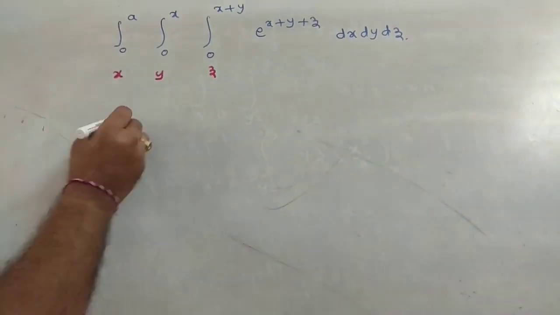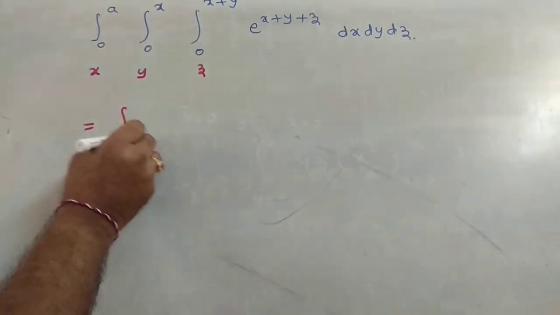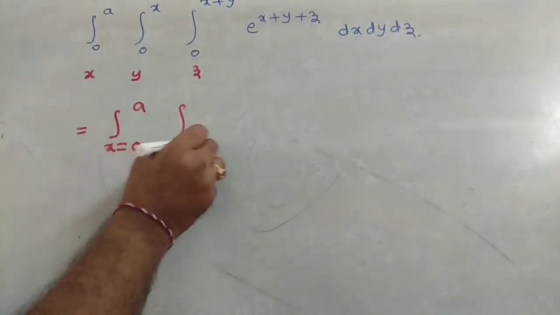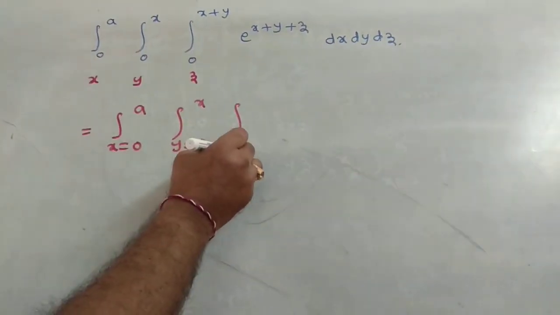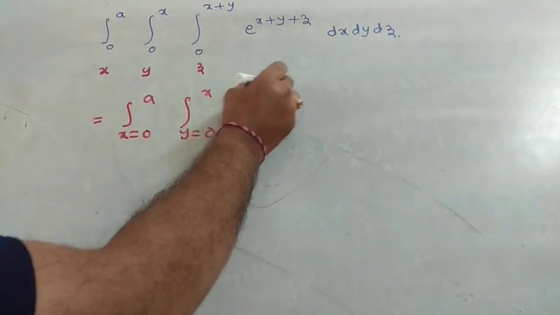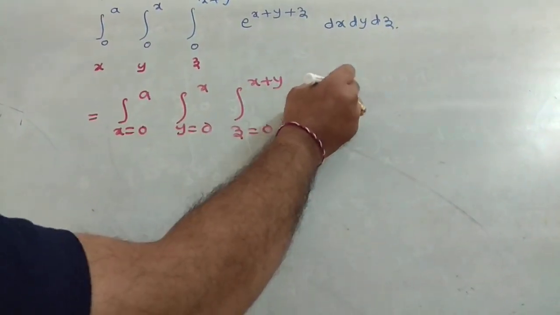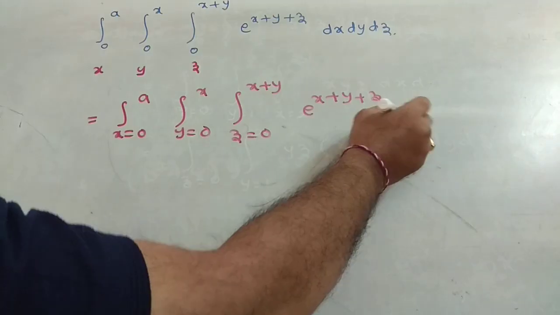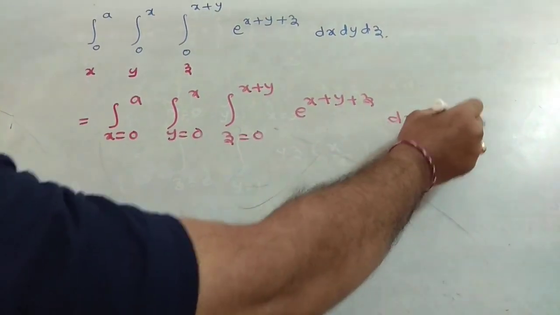So I can write it like this. It is the x integral 0 to a, the y integral 0 to x, and the z integral 0 to x plus y. Now it is e power x plus y plus z, of dx, dy and dz.